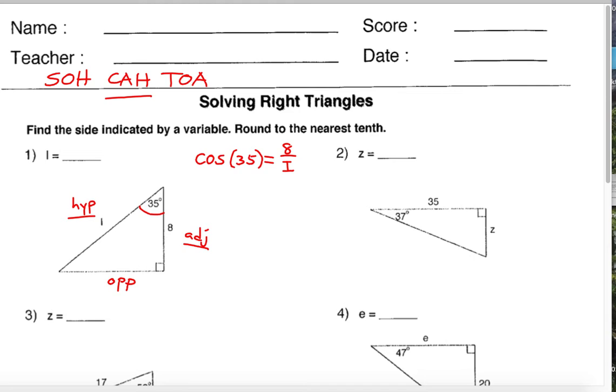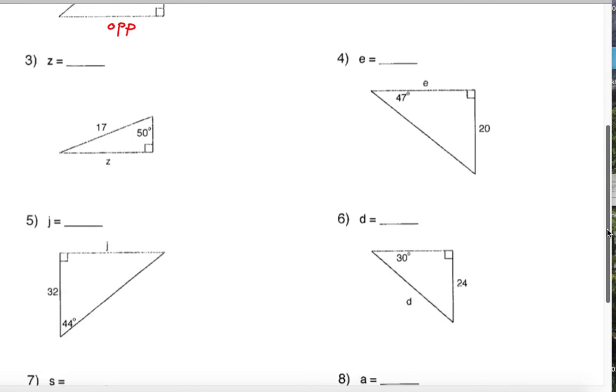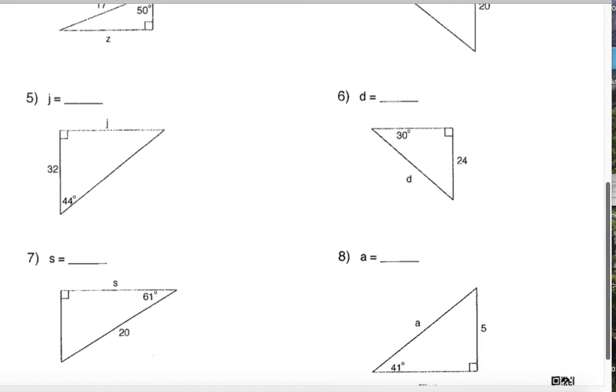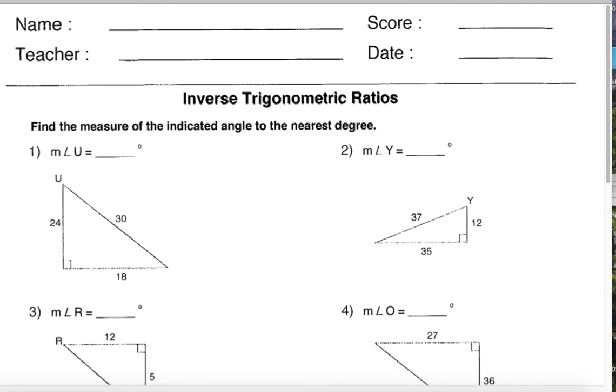And we just got through talking about how you solve that. We're going to put the I over here and move the cosine underneath the 8. Grab the calculator, punch that in, and you'll get your approximation. And that'll be whatever for I. Okay, so that's how you do this side. Same idea for all of these. You decide if you use sine, cosine, or tangent. And then for the other side, find the measure of the angle.